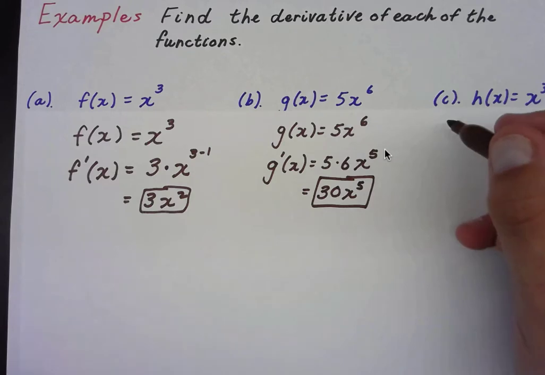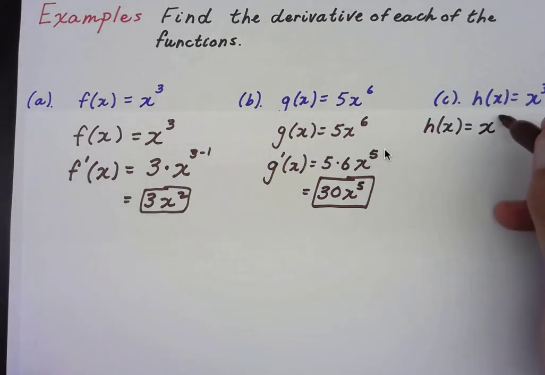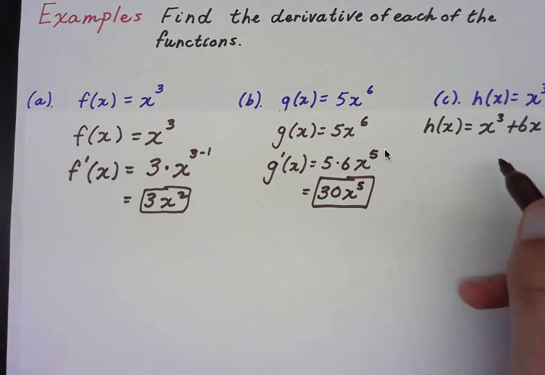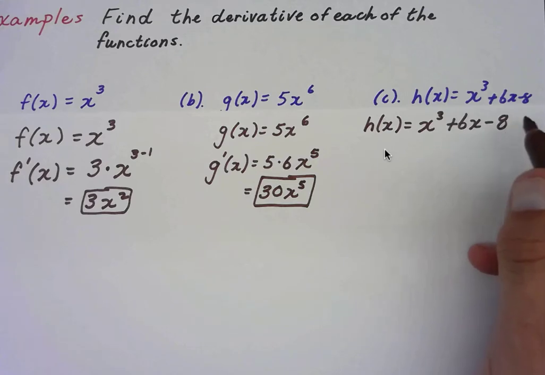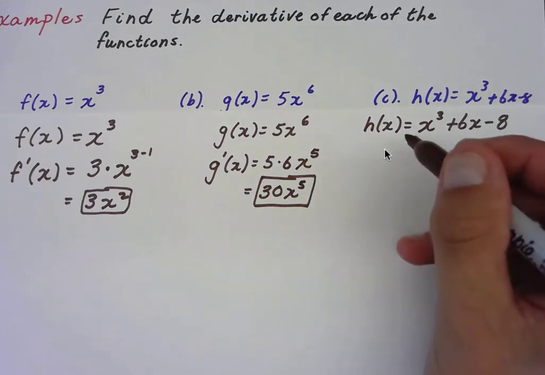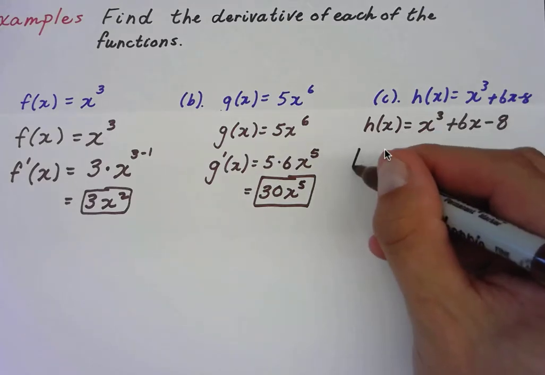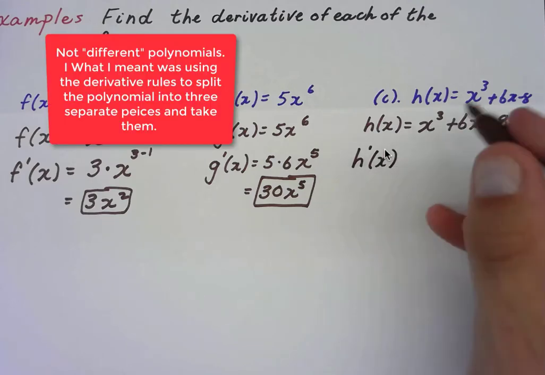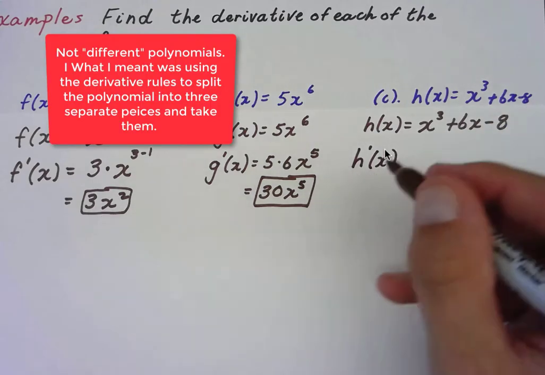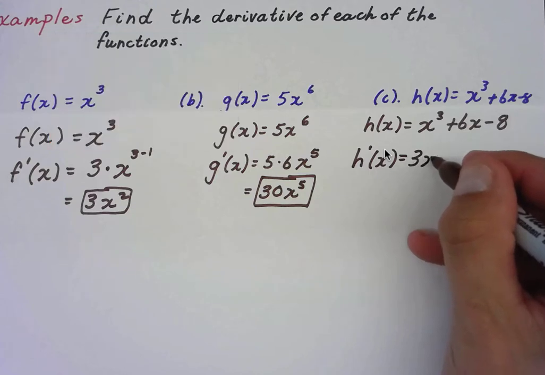In part C, we have a polynomial. We have h of x is equal to x cubed plus 6x minus 8. Now you could split this up into three different polynomials here, but we'll just take the derivative of each term. So we have h prime of x. Well, we know the derivative of x cubed, that's 3x squared. We already did that one, so 3x squared.